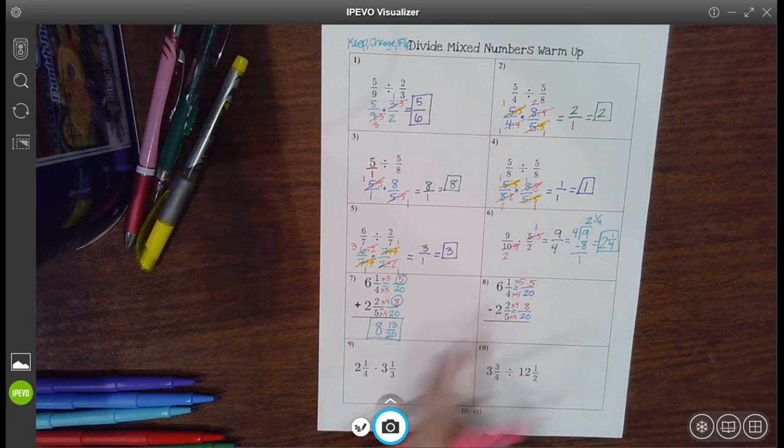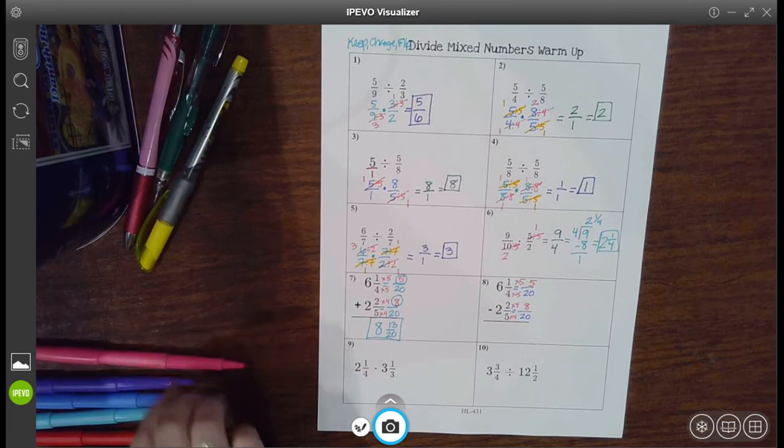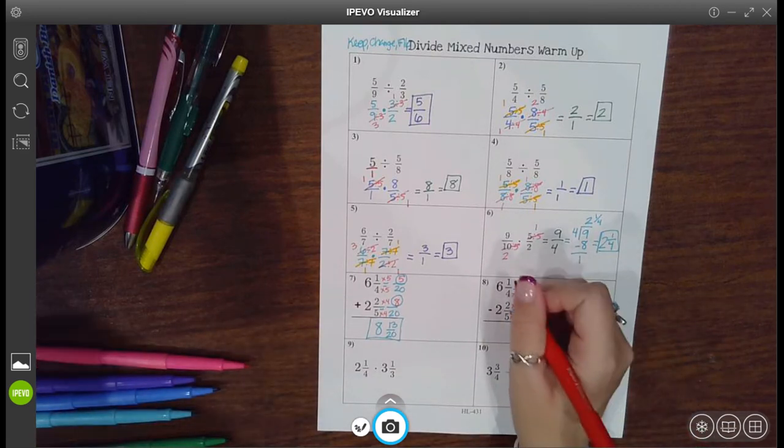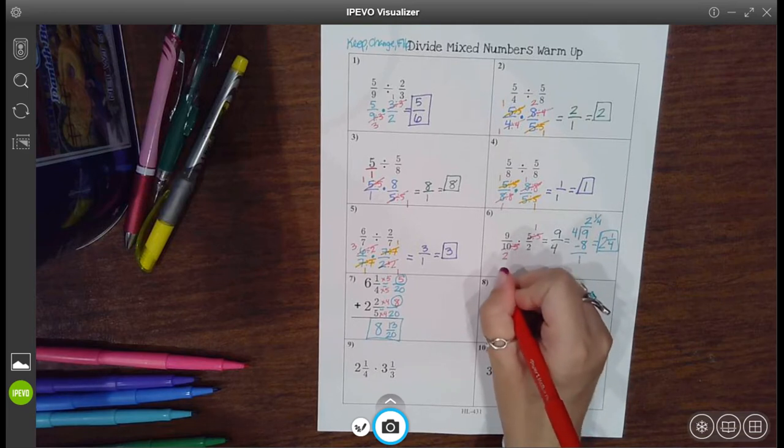This is a minus sign. So this time I'm subtracting. Well, can you take 8 away from 5? No, you can't. You need to borrow from the whole number.